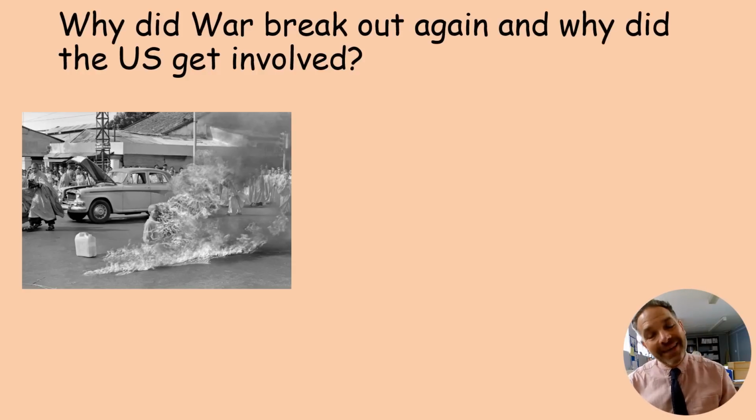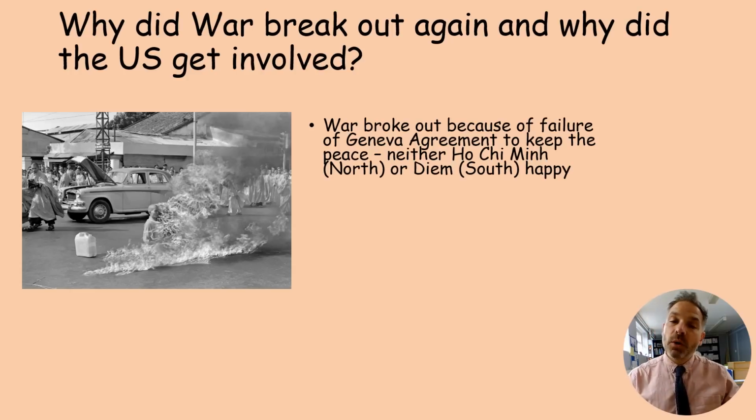So why does war break out again after this agreement, and how does the US involvement change over time? Well, war breaks out again because the Geneva Agreement fails fundamentally. Neither the leader of the North, Ho Chi Minh, nor a man called Diem, who's an American stooge, effectively someone who they believe they could control in the South, is happy, just like in Korea, and both would like to rule the whole of it.